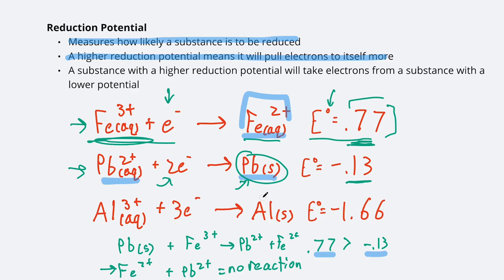One thing you want to make sure you're really clear on is that these numbers do not tell us anything about how likely the species on the right is to gain more electrons. It tells us how likely it is to hold on to its electrons that it already has, but not how likely it is to gain additional electrons. It tells us how likely the one on the left is to gain additional electrons, but for the one on the right, it only tells us how likely it is to hold on to the electrons it already has.